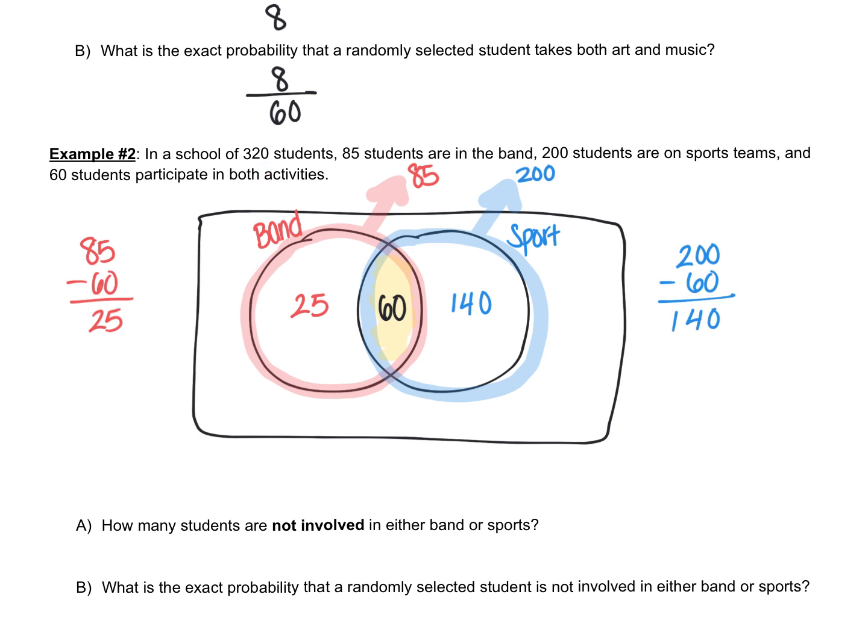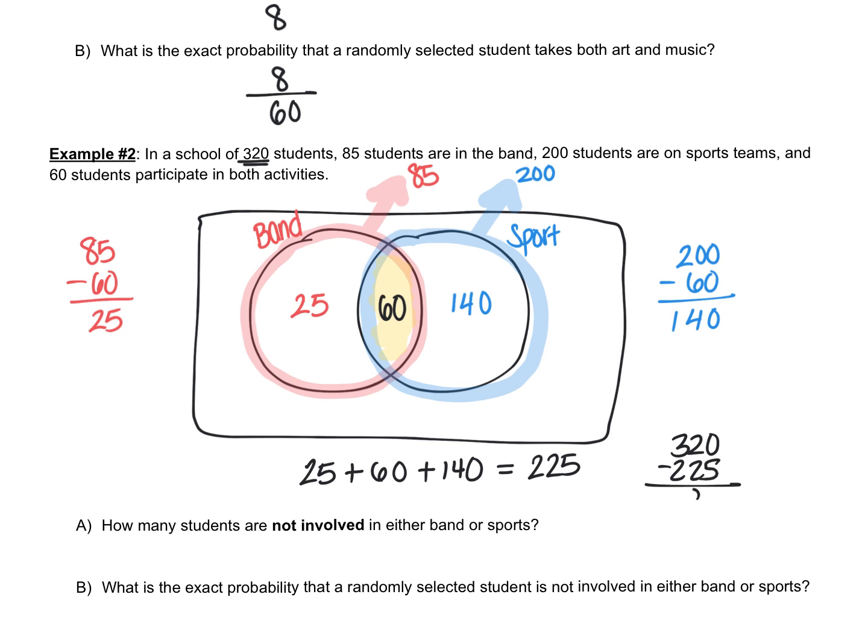So let's add what we have. We've got 25 plus 60 plus 140. And that actually gives us 225. But we know there's a total of 320. So all we really have to do is take 320 and subtract 225.